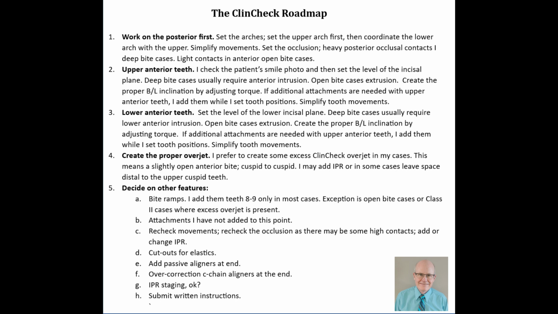Sometimes when I move the anterior teeth, there may be a few teeth in the posterior that need a little bit of adjusting. There might be a high occlusal contact that you have to adjust. Do I need cutouts for any kind of elastics? I'll often add passive aligners at the end. I prefer to have 2 aligners without attachments and without tooth movements at the end of my treatment plans. And then I can use those passive aligners to hold tooth positions while I'm waiting for either additional aligners or for retainers. Do I need overcorrection aligners? The overcorrection C-chain aligners will help to reduce spacing and tighten up anterior interproximal contacts at the end.